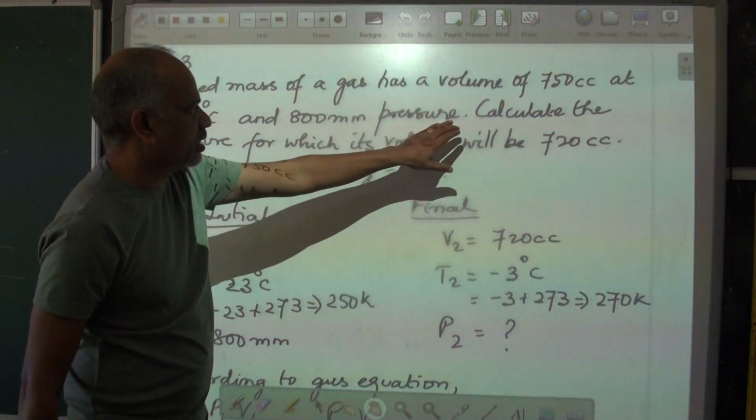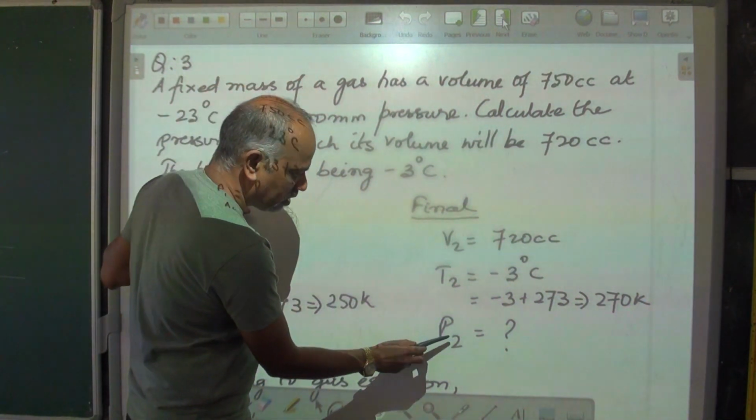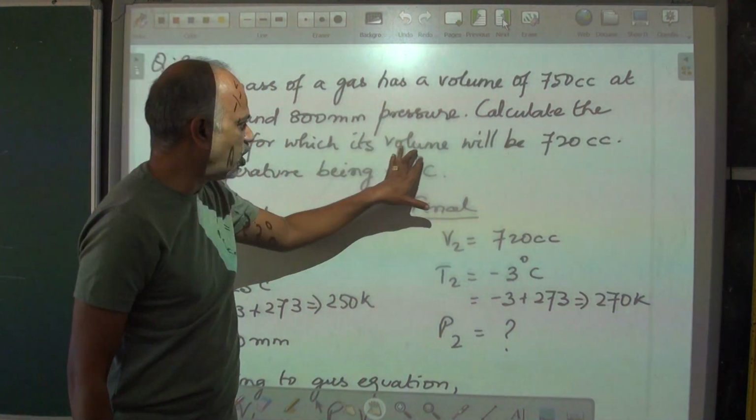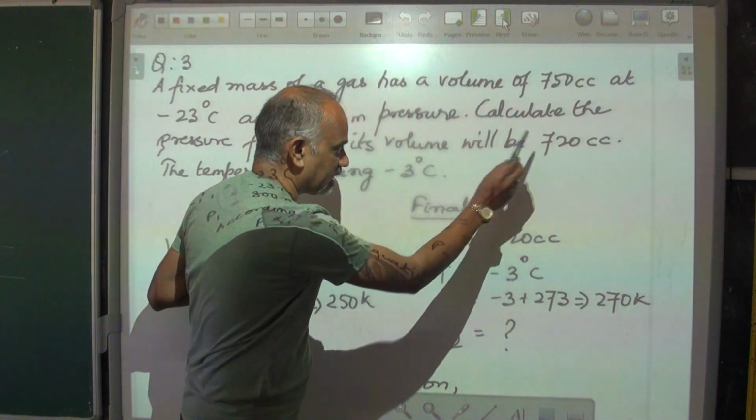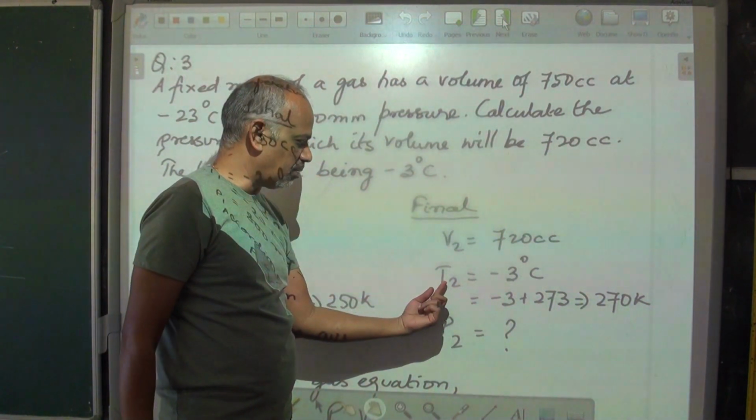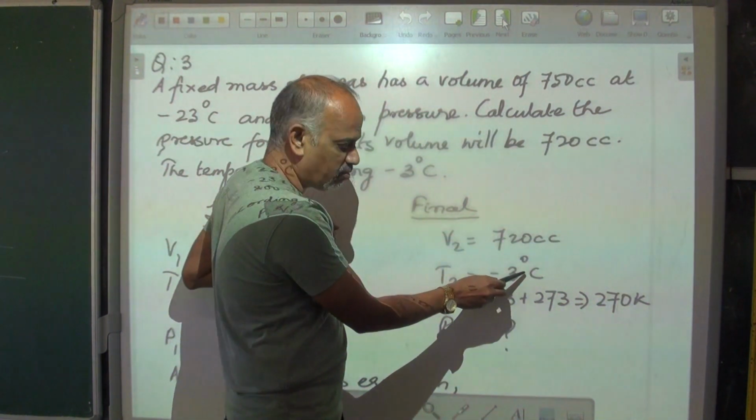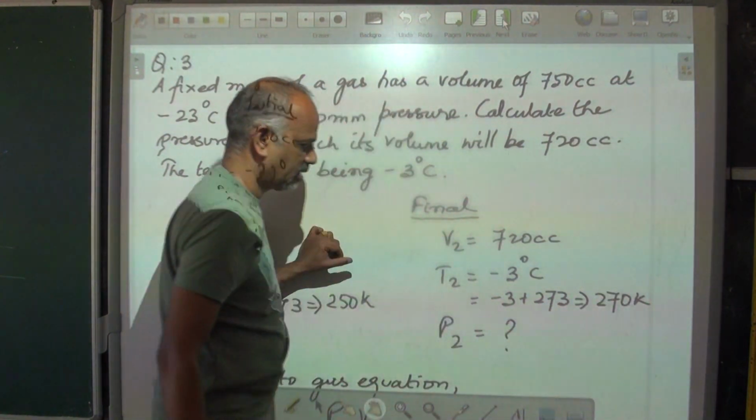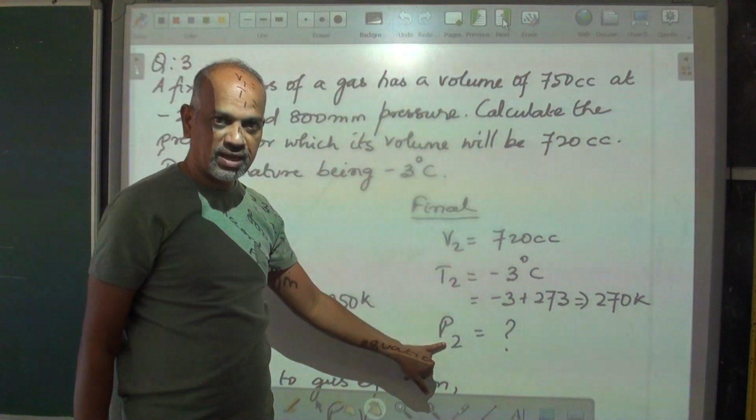Question is, calculate the pressure. So in the second case, you are going to calculate the pressure. P2 is not known, for which its volume will be 720 cc. Volume 2 is 720 cc in the second case. The temperature being minus 3 degrees Celsius. In the second case, temperature T2 is minus 3 degrees Celsius. Change this to Kelvin. Minus 3 plus 273 will give you 270 Kelvin. So 2 quantities you know here, and you have to find the third one from here.